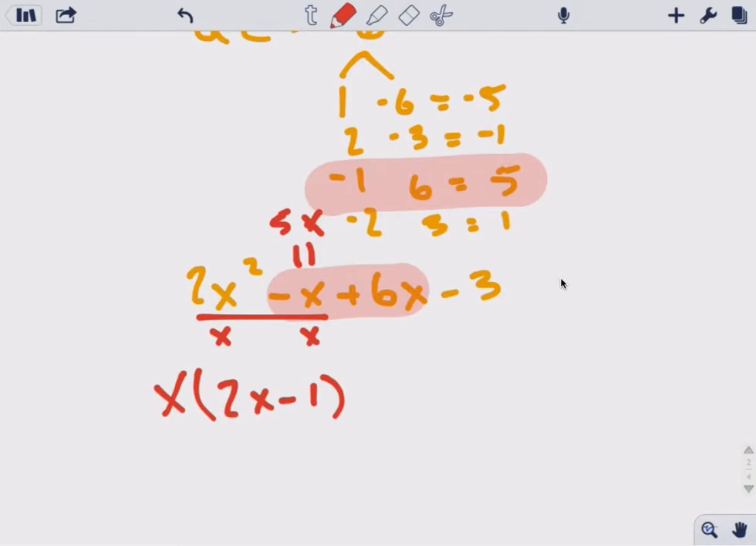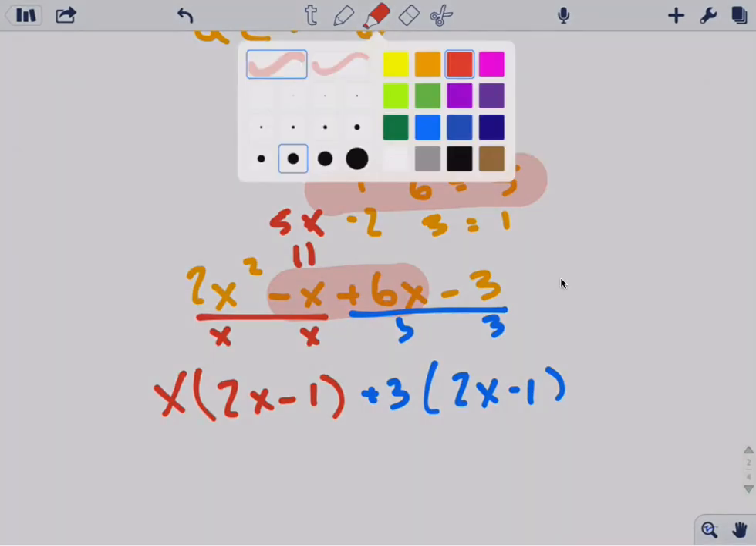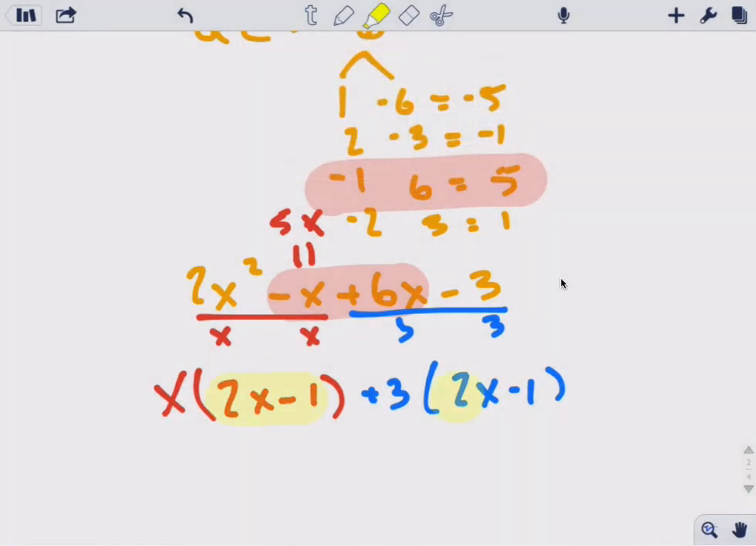Look at the second piece, positive 6x minus 3. What's the GCF? 6 and 3, a 3. You can think negative 3, but that's going to flip the sign, so 3. The goal, again, is to make these middle pieces be the same. I've got 2x minus 1 and 2x minus 1. So let's pull the 2x minus 1 out, and I'm left with an x plus 3.